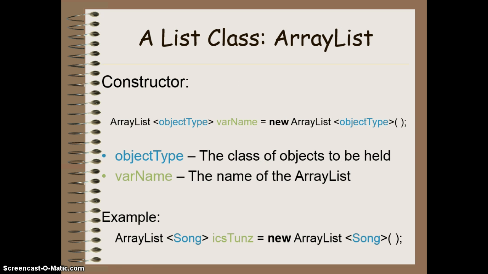Now when you want to work with an ArrayList, you use a basic constructor here. The keyword here, ArrayList, tells us what type of collection class we're working with. And then in these angled brackets, we put the type of object we're going to create, give it a variable name, and then we say that it's going to be a new ArrayList of that object type. So it looks like this. If I was going to make an ArrayList of songs, I'd have ArrayList Song called ICSTunes is going to be a new ArrayList of Song objects.